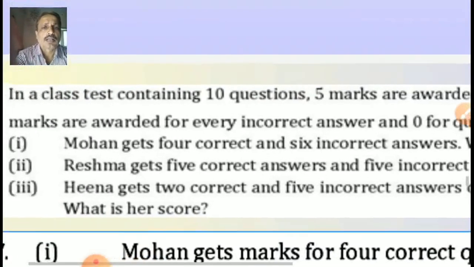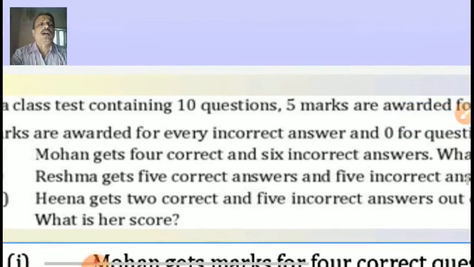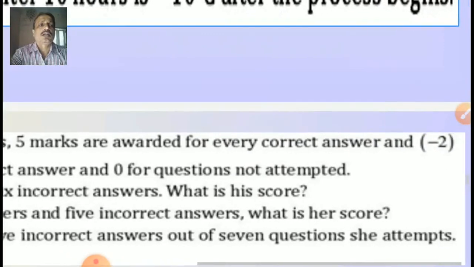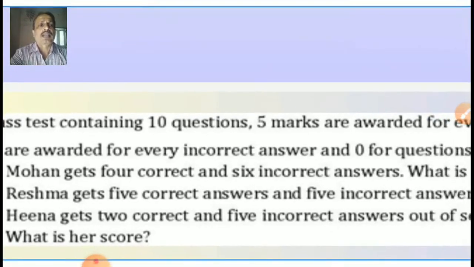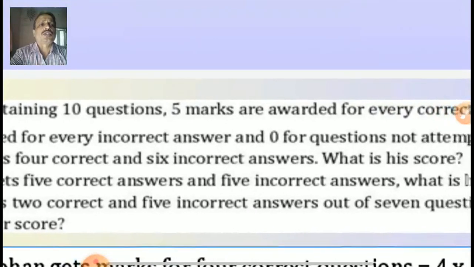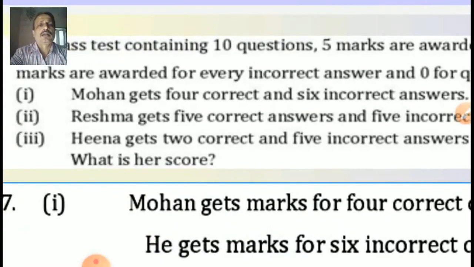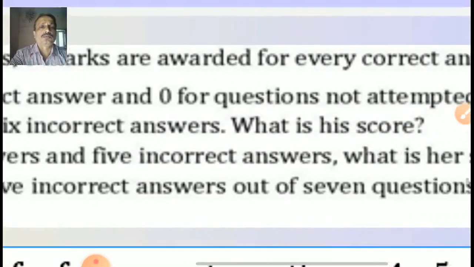Hello student, here is question number 7. In a class test containing 10 questions, 5 marks are awarded for every correct answer and minus 2 marks are awarded for every incorrect answer and 0 for questions not attempted. 1. Mohan gets 4 correct and 6 incorrect answers. What is his score?